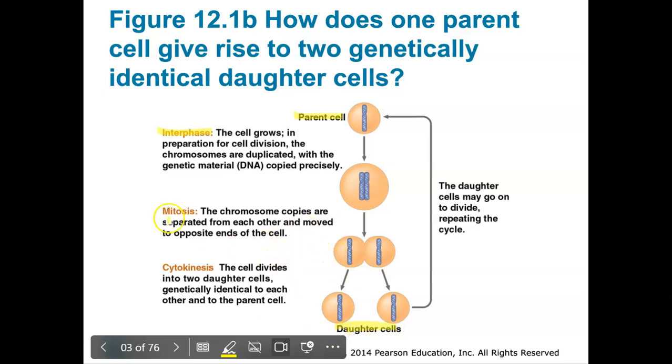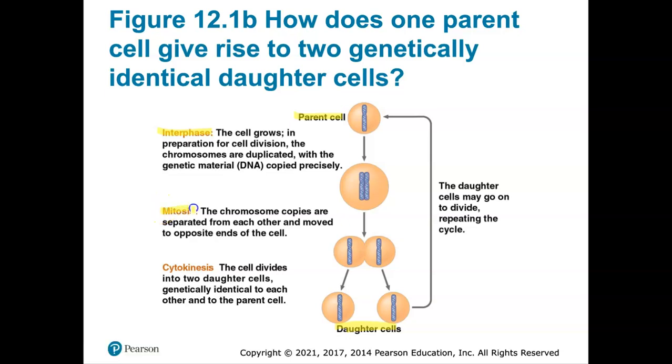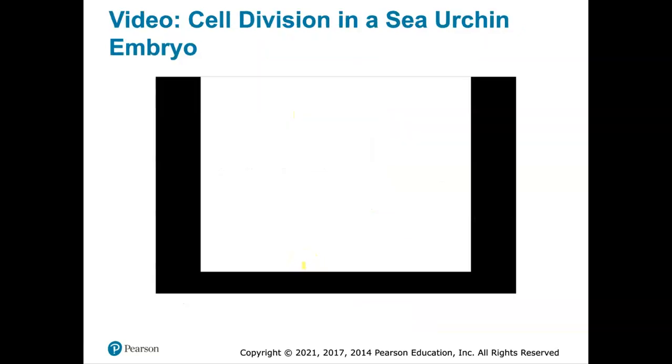So the cell division part is mitosis, and that is when the chromosome copies called sister chromatids are separated and they move to opposite ends of the cell. And then when the cell splits in half by cytokinesis, each daughter cell is genetically identical to the parent. That's mitosis. Now, in Chapter 13, we're going to learn about meiosis, which is when the daughter cells only have half of the DNA of the parent. But this is mitosis, and mitosis is cloning.